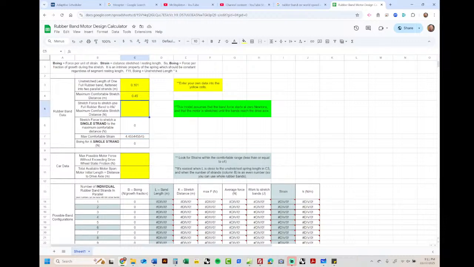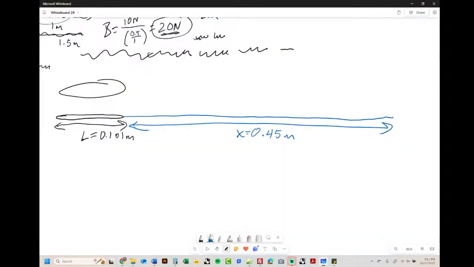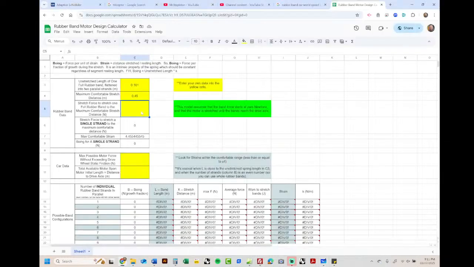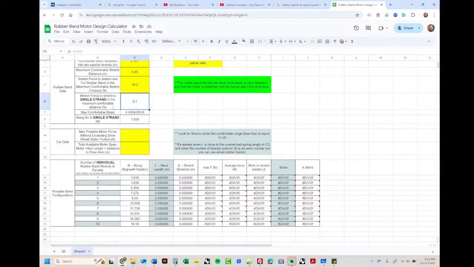Then I've got stretch force to stretch one full rubber band to the maximum comfortable stretch. I used a force sensor when I did this, and I figured out that to stretch it this far, I had to apply a tension of 16.2 newtons. So that number goes right here. And immediately the 16.2 gets divided by 2 to 8.1 so that we can get the stretch force of a single strand, because you might want to cut your rubber band and just use a single strand. There are reasons to do that and reasons not to do it.